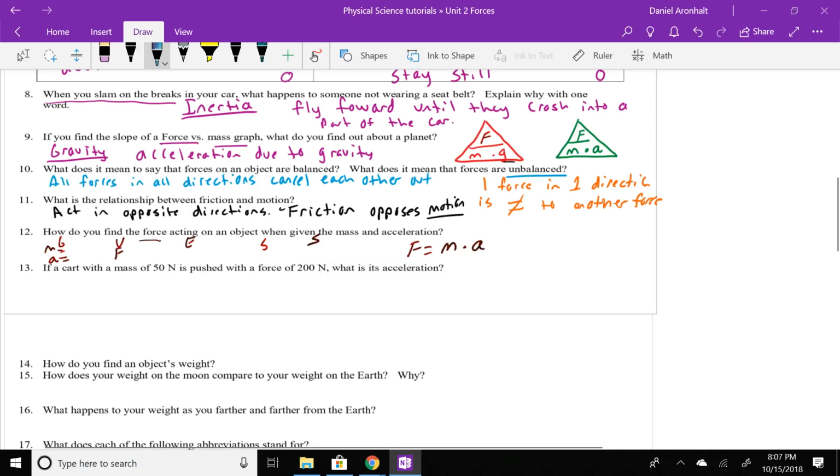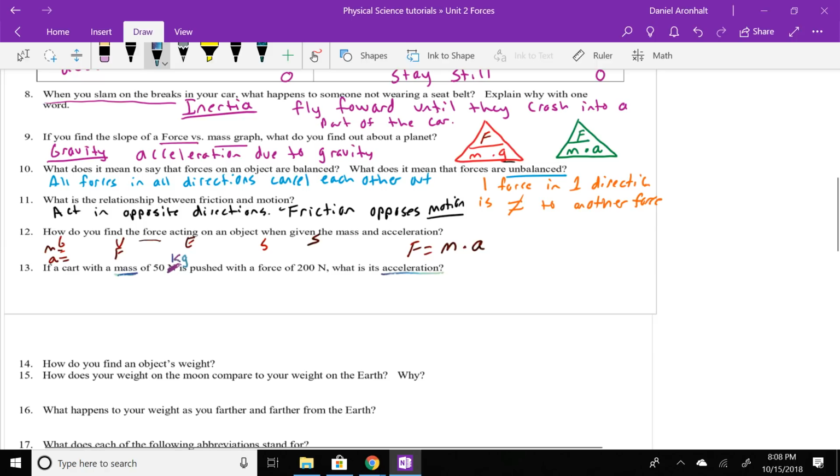If a cart with a mass of 50 newtons, this is a typo, so I'll put this in on your paper, with a mass of 50 newtons, it really means kilograms. If a cart with a mass of 50 kilograms is pushed with a force of 200 newtons, what is the acceleration? Okay. Every freshman should have caught that mistake, because you should know that mass is in kilograms, force is in newtons, and the acceleration is newtons per kilogram for us so far.